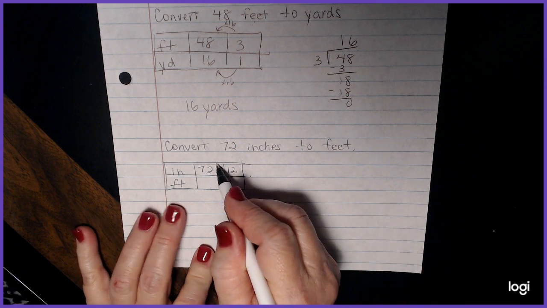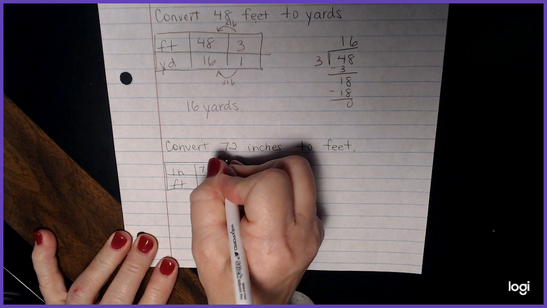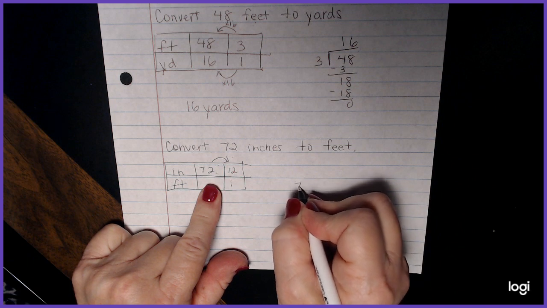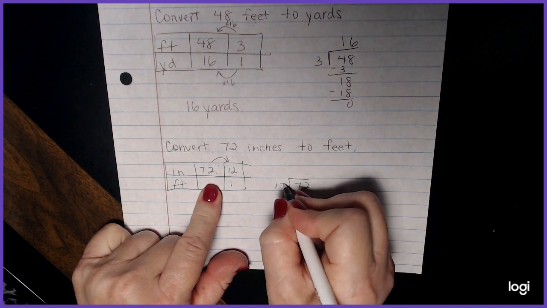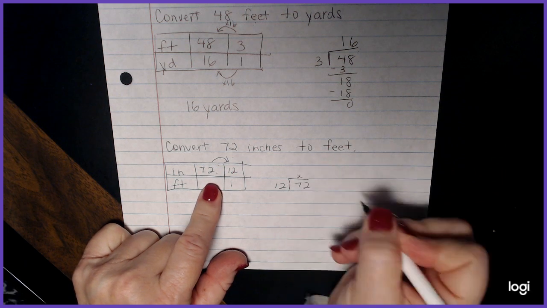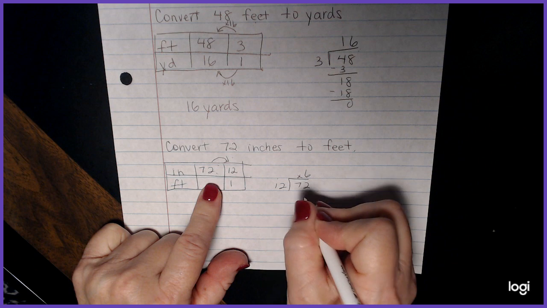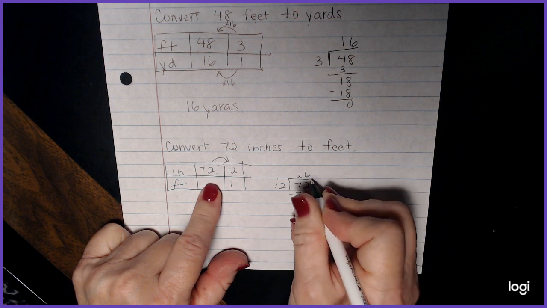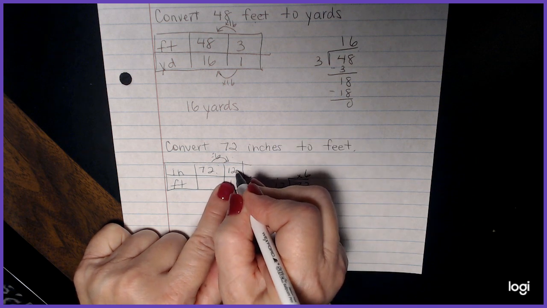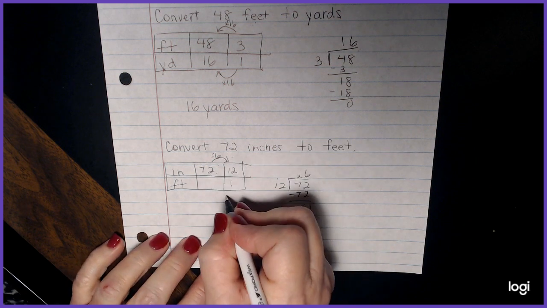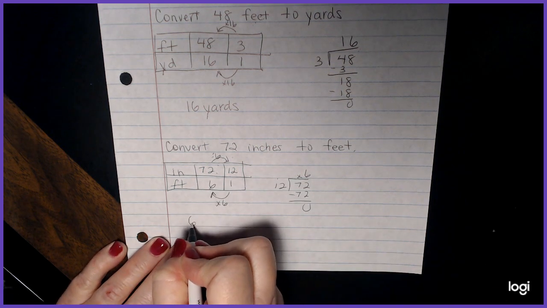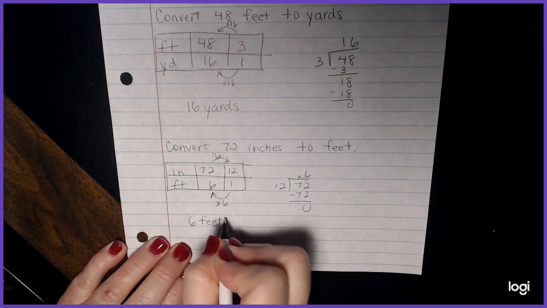12 times what is 72? I'm probably going to have to go backwards like this. Let's do 72, and let's divide it by 12 over here so we can see how many that is. 12 doesn't go into 7. Oh, it goes in exactly 6 times. But I know if I go the opposite way, 12 times 6 is 72. So 1 times 6 is 6. So my answer is 6 feet.